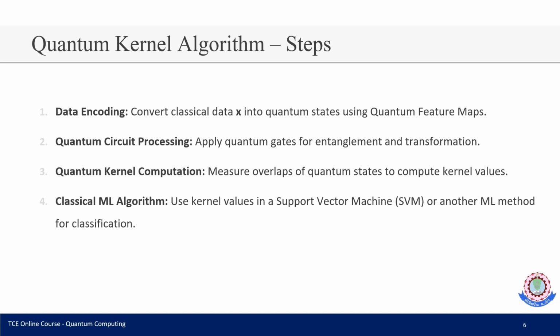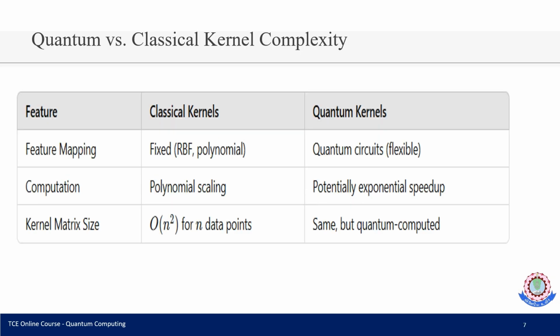Quantum kernel algorithm, there are many steps. The simplified version is, first, data encoding: convert classical data X into quantum states using quantum feature maps. Second, quantum circuit processing: apply quantum gates for entanglement and transformation. Third, quantum kernel computation: measure overlaps of quantum states to compute kernel values. Fourth, use the kernel values in a classical ML algorithm, such as a support vector machine or another ML method, for classification.